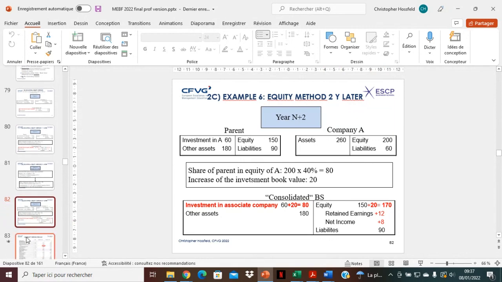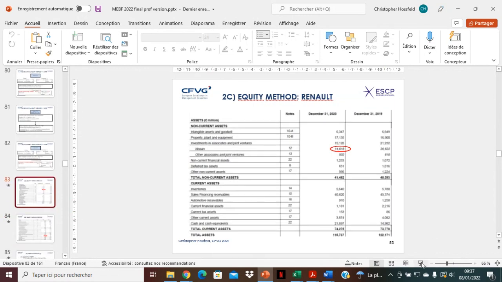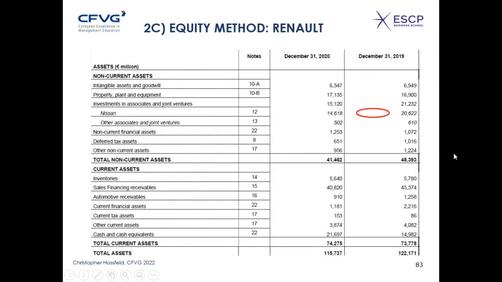Okay, so far. Here we have another example that is very much known. Renault, the French car manufacturer, holds 40% of Nissan. Therefore Nissan is an associated company, and you see here they call this investments in associates and joint ventures. So we know that on this line we apply the equity method, and here they show us Nissan as a separate item. You see that this investment makes roughly 10% of the balance sheet of Renault. So it's very important, and they show this individually.